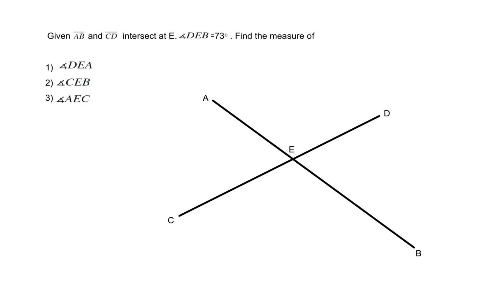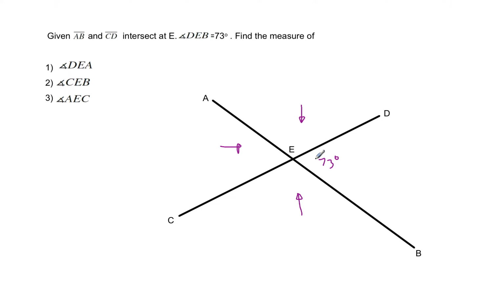So let's take a look at these two intersecting lines which form vertical angles. Given AB and CD intersect at E. Very nice. They intersect at E, and angle DEB is 73 degrees. So the first thing I do is I mark this as 73 degrees. Find the measure of DEA. In other words, I want you to find the measure of this angle. CEB, they want you to find the measure of this angle. And AEC, which is this angle over here.